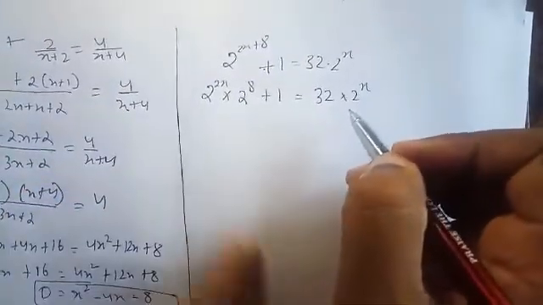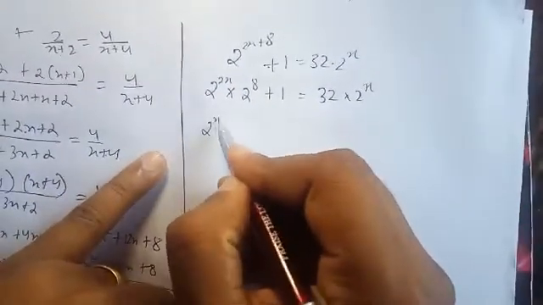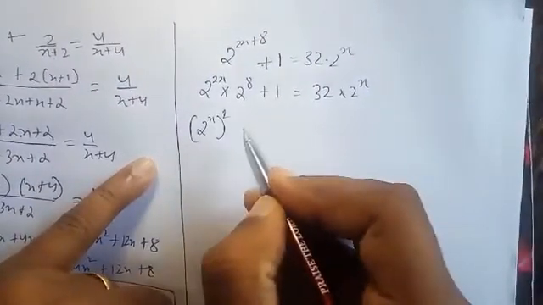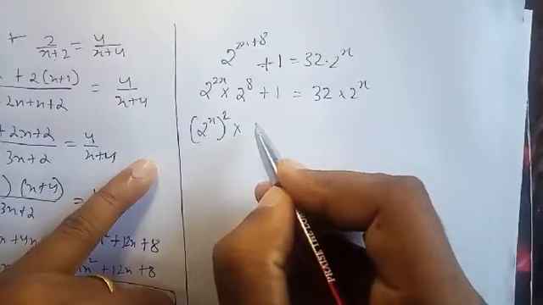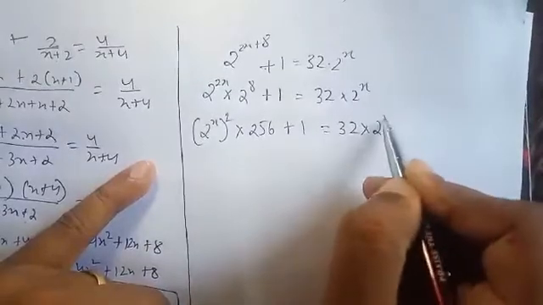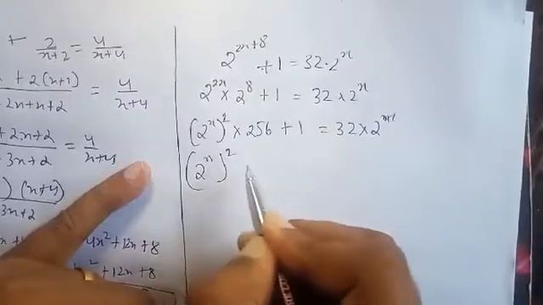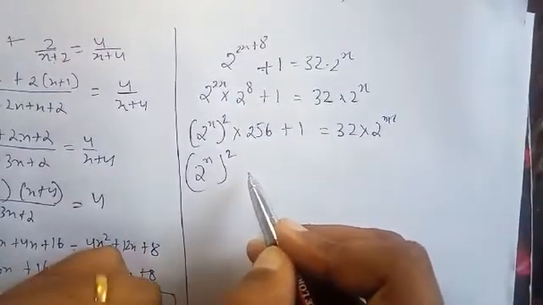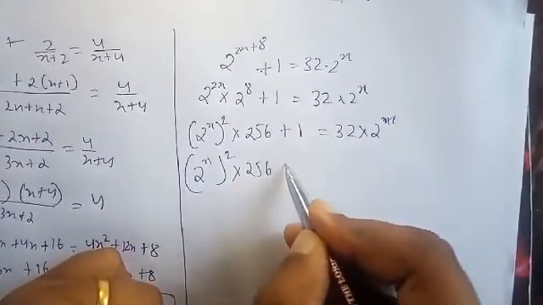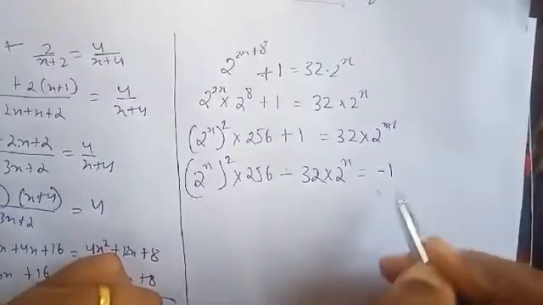Now I'll try shifting all the like terms on one side. So what I can write over here is 2 to the power x whole square. Can I write it like this? 2 I'm writing outside the bracket into this is going to become 256 plus 1 equals 32 into 2 to the power x. So I'm going to shift all the like terms on one side. That is 2 to the power x into 256, and then 32 into 2 to the power x equals minus 1.